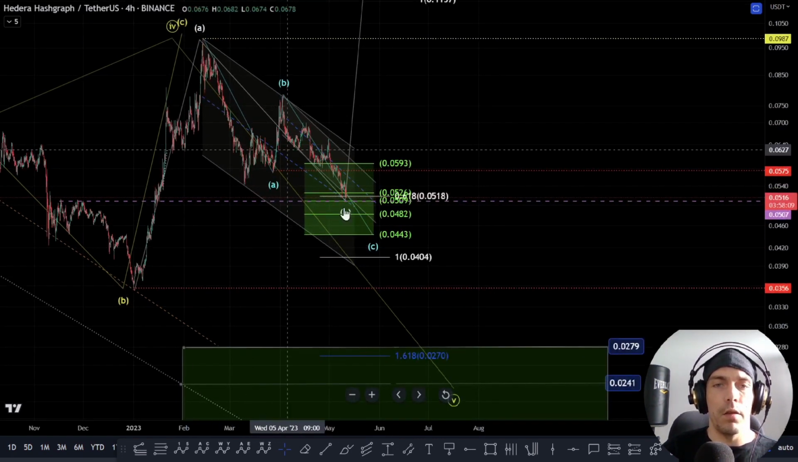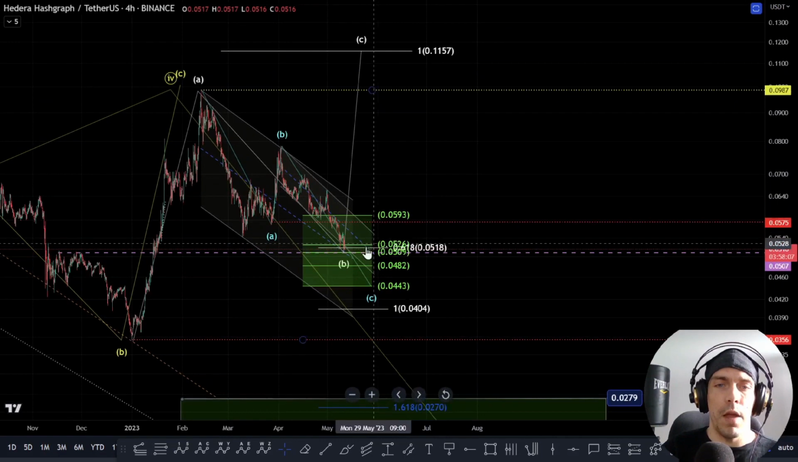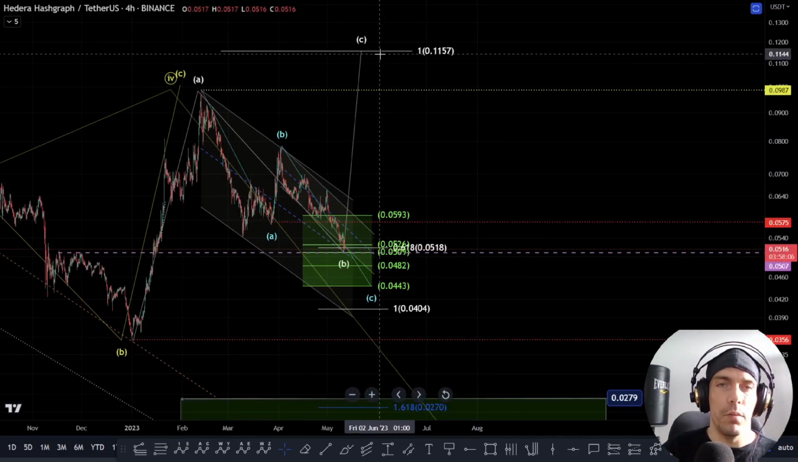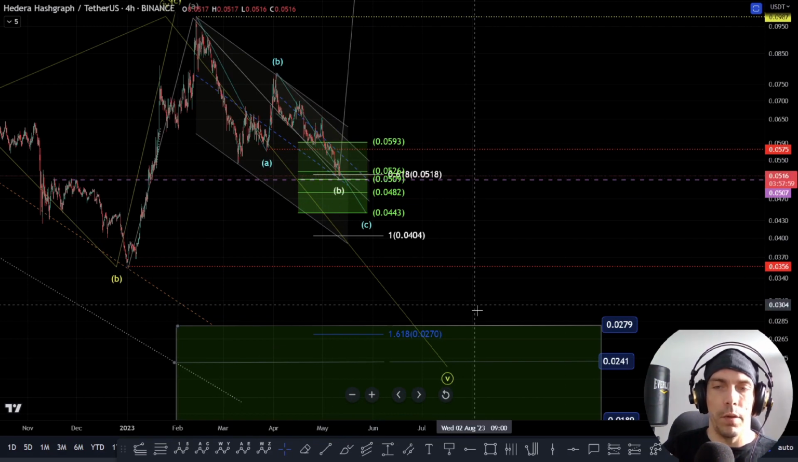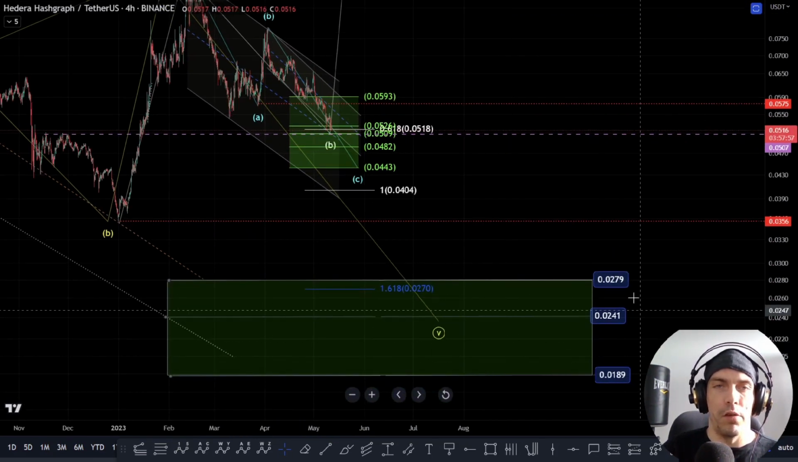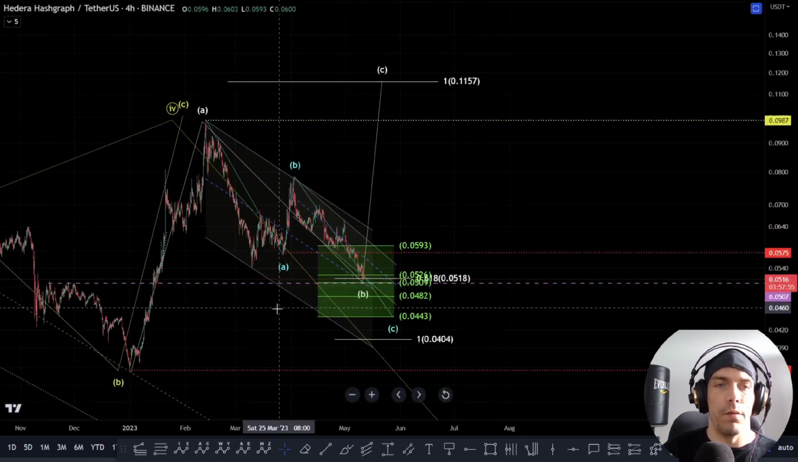So we need to be aware that for as long as we hold the support range, we can look to potentially push up one more time. But if we fail to hold this zone and we actually break down past this 0.356, it becomes more likely we're going to hit this lower target area. So we need to be aware of that fact.